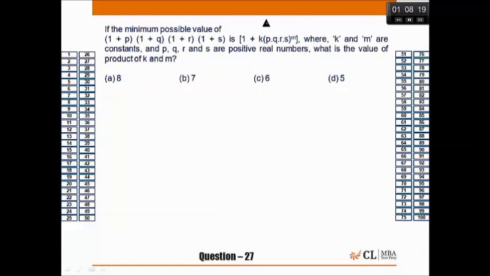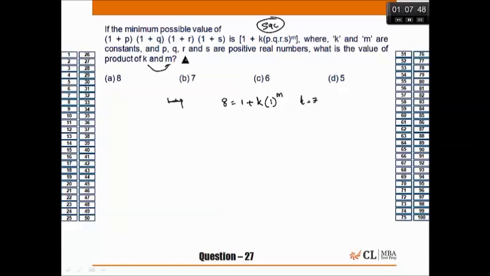Minimum possible value. Can I use some inequality? Minimum possible value of 1 plus P into 1 plus Q and 1 plus R is this. Minimum possible value: P equal to 1, Q equal to 1, R equal to 1, S equal to 1. So 8 is 1 plus K times 1 raised to N, K equal to 7. P, Q, R are real positive numbers. What is the value of K times M?